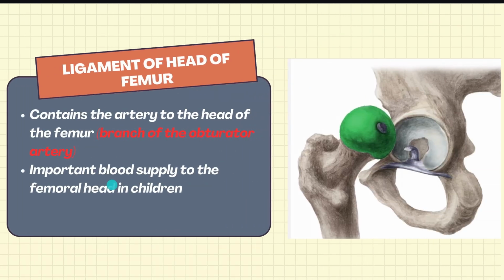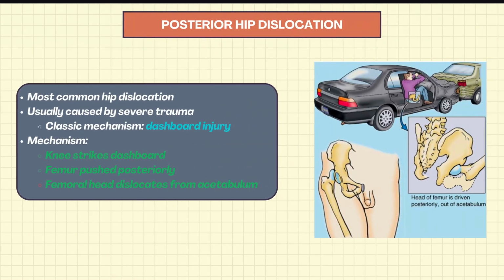Now, the ligament of the head of the femur contains the artery to the head of the femur, a branch of the obturator artery. So this is where you're going to have the obturator artery supplying the ball and socket joint, and this is where it's going to come from. It's the important blood supply to the femoral head in children. This is very important in young children, because it's the artery that children are going to rely on. Later on, that's going to change.